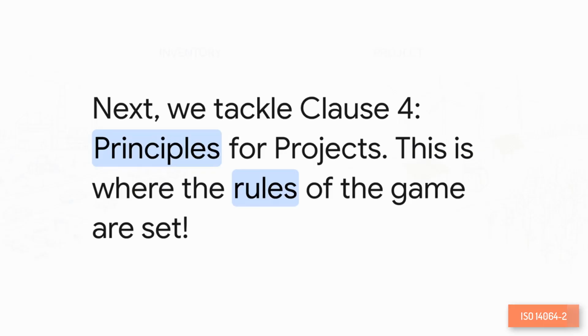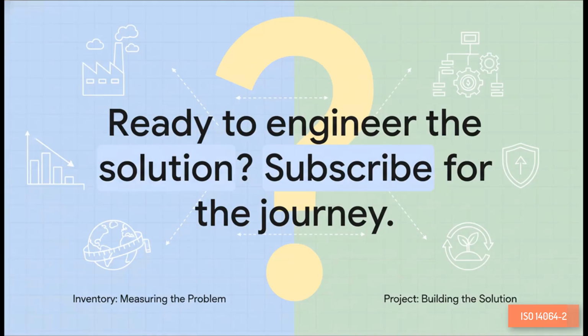So, what's coming up next? Well, in our next explainer, we're diving straight into Clause 4 of the standard. This is where we get into the core principles. Things like relevance, completeness, and accuracy. Basically, these are the official rules of the game that make sure every project is legit and transparent. You've already learned how we measure the problem. Now you're learning how to actually build the solution.